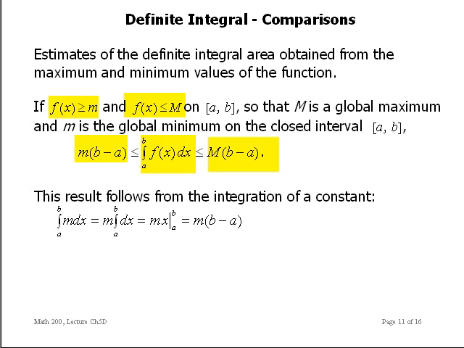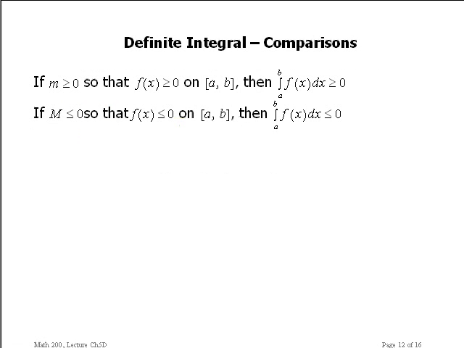We get this result because if we integrate a constant, here a constant m, in this case the little m, the global minimum, then the m comes on the outside. The integral from a to b of dx is x, evaluated between b and a, and that gives me the result. You can also use this to see if the integral is going to be greater than 0 or less than 0.